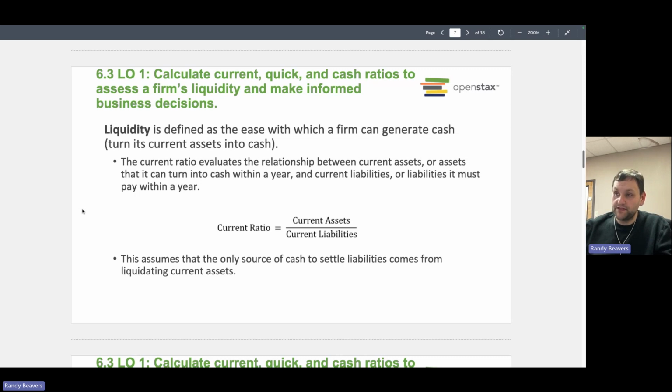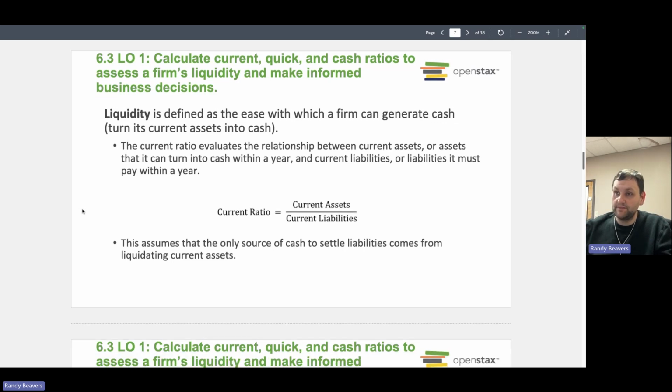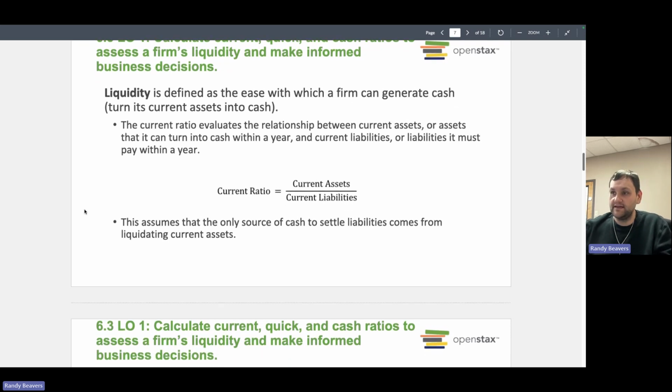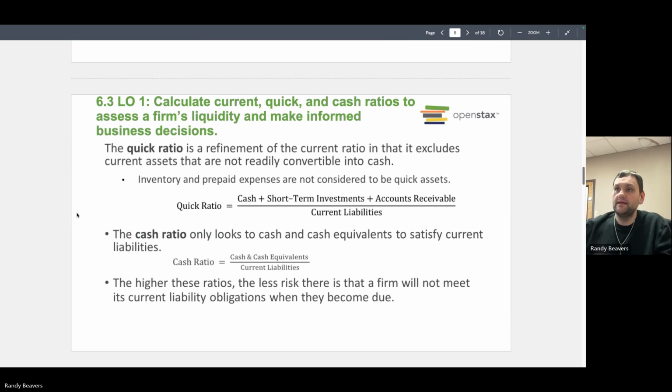Note that the assumption here with this ratio is that the only source of cash to settle liabilities will come from liquidating current assets. That may or may not be the case, but that's the assumption with this ratio. Another ratio we can look at is the quick ratio. It's a little bit narrower because it excludes current assets that are not readily convertible into cash, such as inventory and prepaid expenses. This compares only the most liquid assets to the firm's current liabilities. The cash ratio only looks at cash and cash equivalents, such as marketable securities, to satisfy current liabilities.